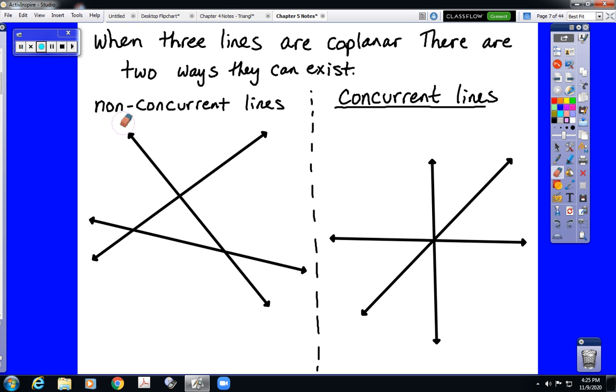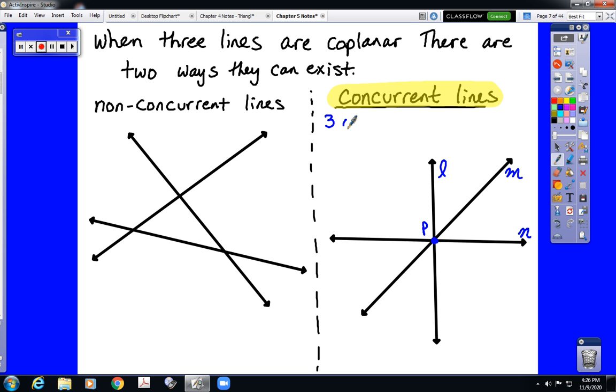Now, if we look at 3 or more coplanar lines, if we're talking about 3 lines in a plane, there's only 2 ways that can exist. Either those lines don't intersect or intersect at different points, or all 3 of them intersect at the same point. So that's what leads us to this new and fairly important vocabulary word of concurrent lines, which will be defined as, so here these 3 lines, L, M, and N, are concurrent lines. They all cross at a single point.